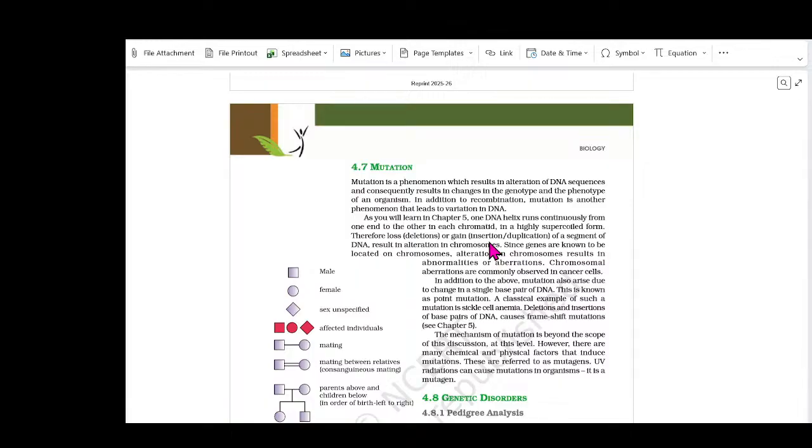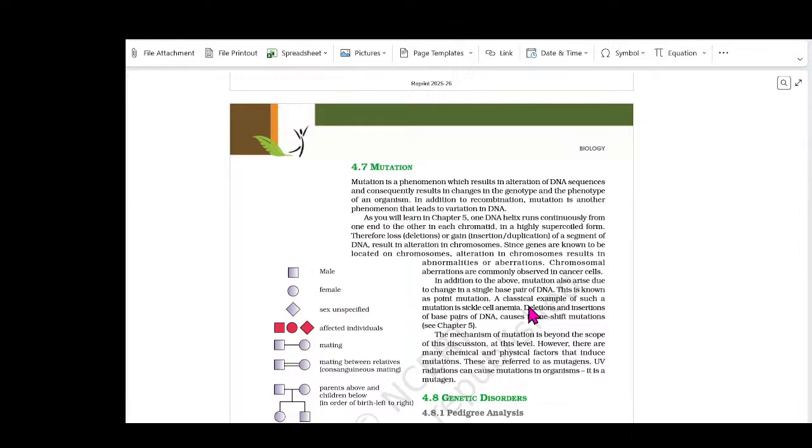of DNA result in alteration of chromosomes. Since genes are known to be located in chromosomes, alteration in chromosomes results in abnormalities or aberrations. Chromosomal aberrations are commonly observed in cancerous cells. In addition to the above, mutation also arises due to change in a single pair of DNA. This is also known as point mutation. A classical example of such a mutation is sickle cell anemia.